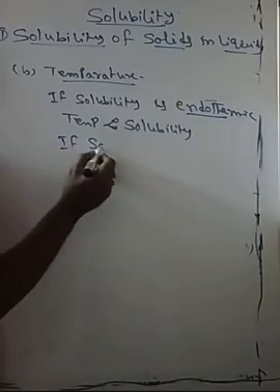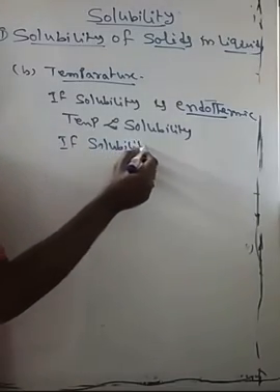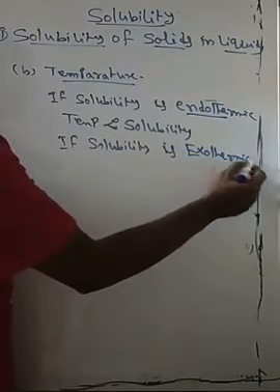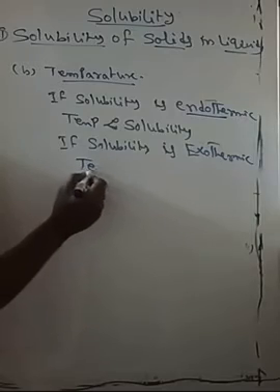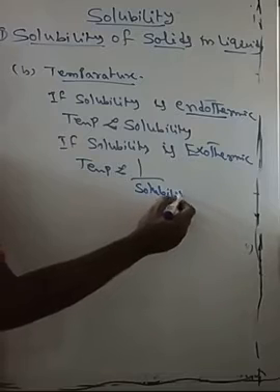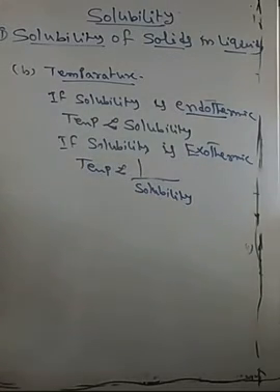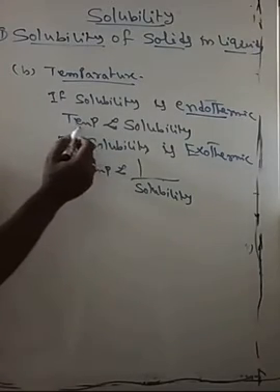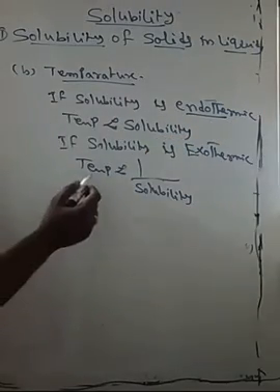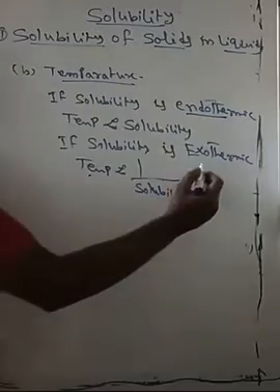Whereas if solubility is an exothermic process, here the temperature and solubility are inversely proportional. According to Le Chatelier principle, for exothermic reactions, low temperature is favorable. For endothermic reactions, high temperature is favorable. So on this basis, as temperature rises, solubility increases for endothermic reactions, whereas as temperature rises, solubility decreases for exothermic reactions.